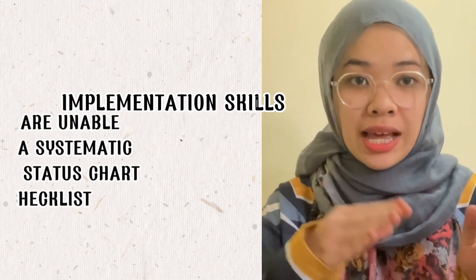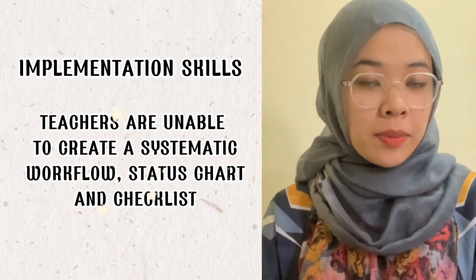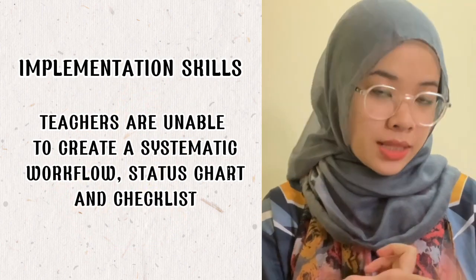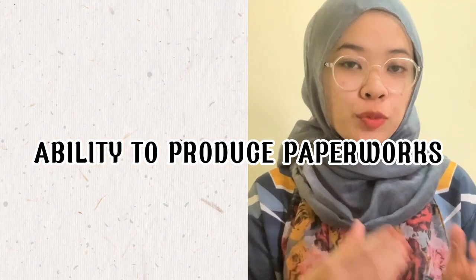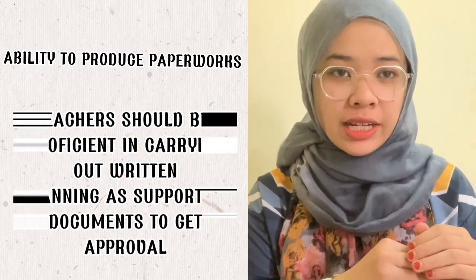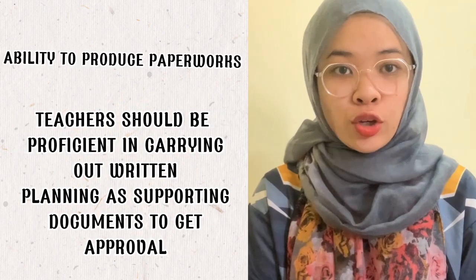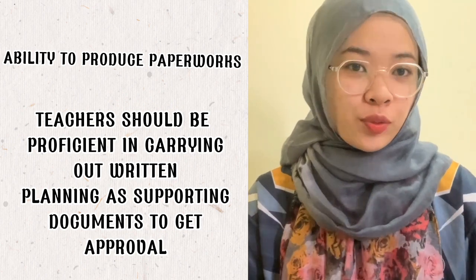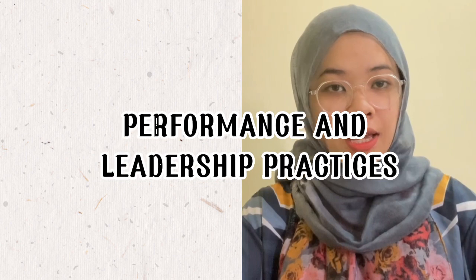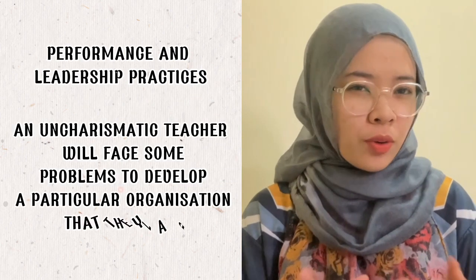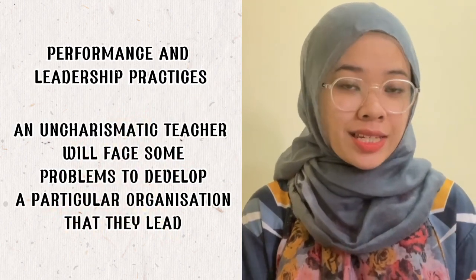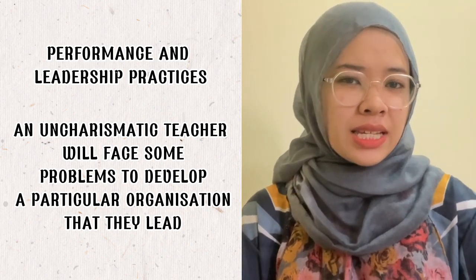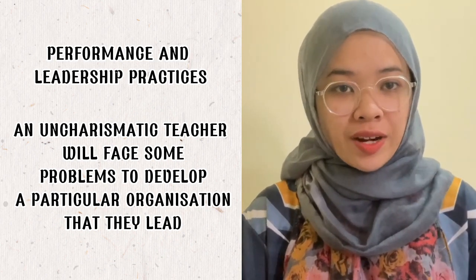Other than that is the implementation skills. Due to the lack of these skills, teachers are unable to create a systematic workflow, status chart, and checklist. The next one is the ability to produce paperwork. The teachers should be proficient in carrying out written planning as guidance document and supporting documents to get the approval. And the last one is performance and leadership practices. An uncharismatic teacher will face some problems to develop a particular organization that they lead. This aspect is important to determine the organization's progress in the school.